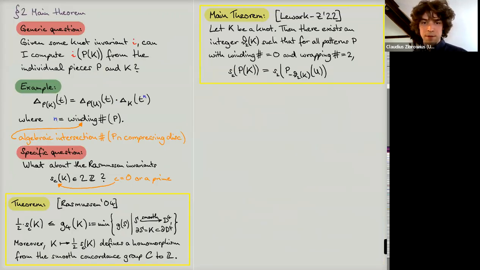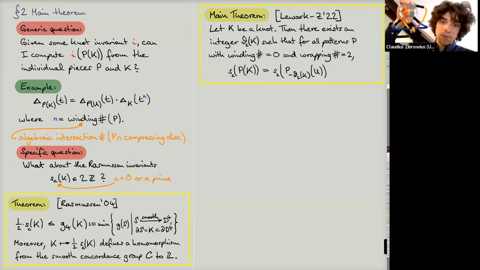Now, our main theorem is the following. For any knot K, we can define an integer that we call θ_2 of K, with the following properties, namely that for all patterns with the correct winding and wrapping numbers, i.e. exactly the same winding and wrapping numbers as this satellite knot, wrapping number 2, and winding number 0, because if we look at this picture here, imagine a disk sitting at this point, and the knot goes in through the disk this way and then comes out from the other side. So this satellite knot has winding number 0.